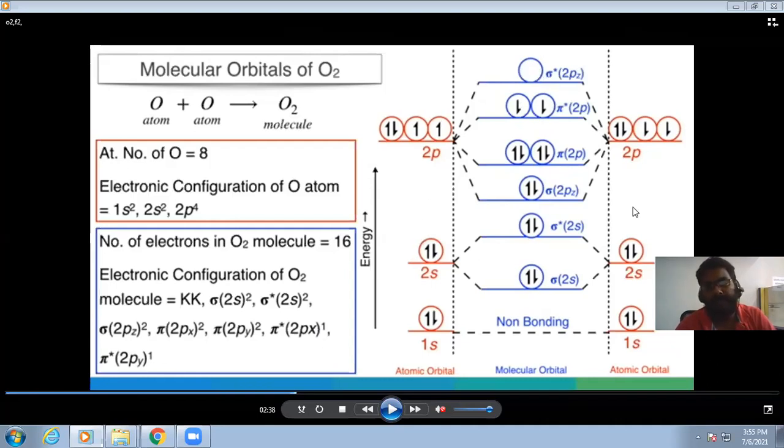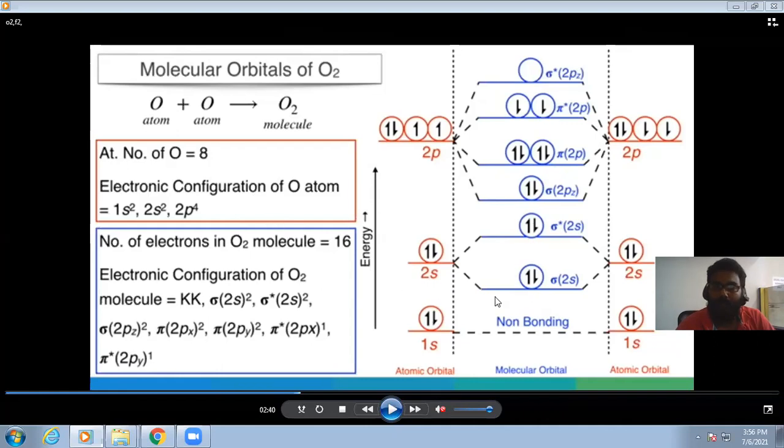Completely, this is the 8. Total electrons: 2 plus 2, 4. 4 plus 2, 6. 6 plus 4, 10. 10 plus, how many electrons are there? Okay, total 12. Like here there are 4 electrons. 12 plus 4, 16 electrons are there. Total electrons are 16 in the oxygen molecule. This is the important part. Right, next, what is the bond order?